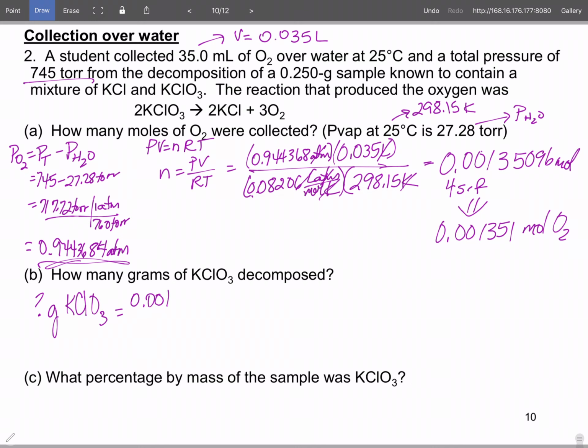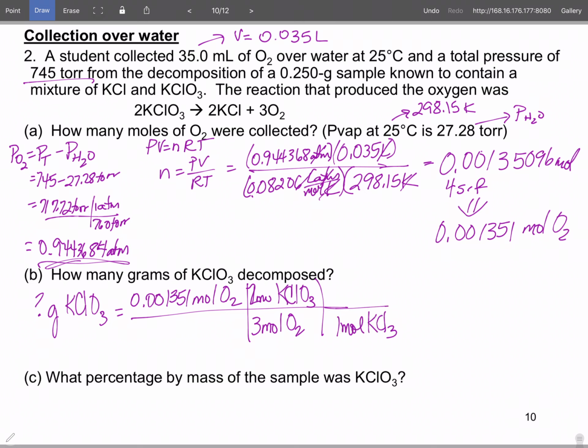Now remember the rules. We have to have the moles to go through the equation, but we don't have to go backwards. So we have moles of oxygen when we look at our equation. We have 3 moles of oxygen for every 2 moles of potassium chlorate. And we know that 1 mole of potassium chlorate, when we look it up on the periodic table, is 122.5492 grams of potassium chlorate. So my moles cancel and I'm left with grams.